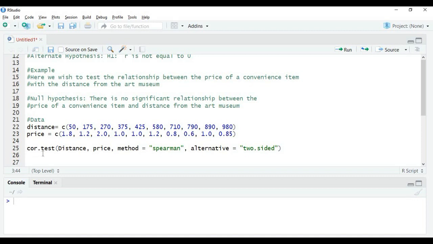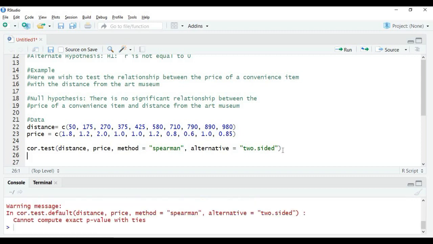The cor.test function is the primary function that we apply. These are my two variables, distance and price. It is case sensitive, so I need to be careful. The method is Spearman, and for alternative I keep it two-sided. Two-sided means I'm taking a two-tailed test. Just run it and you get the output.